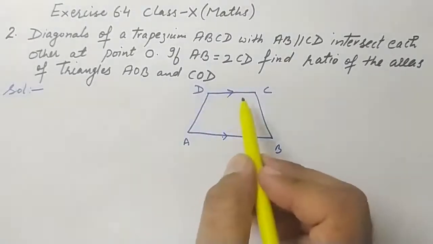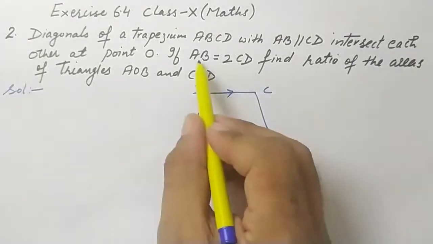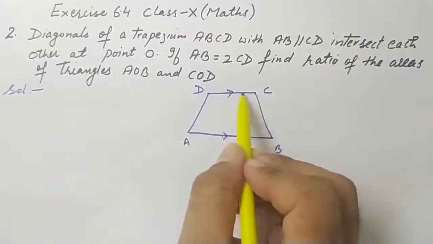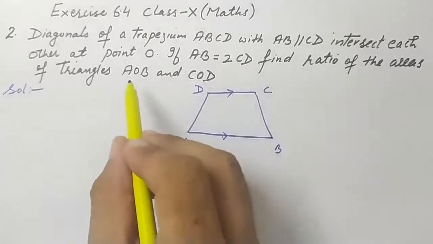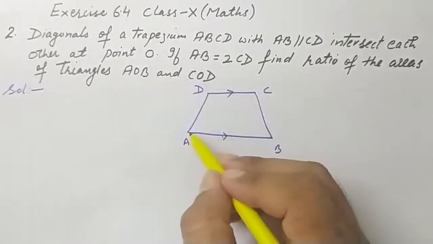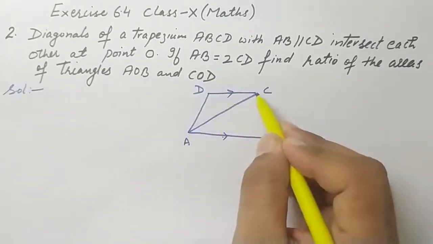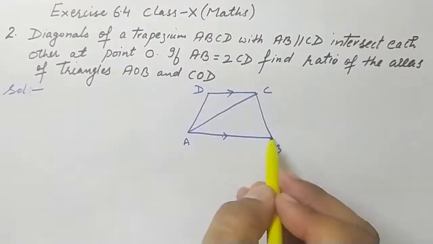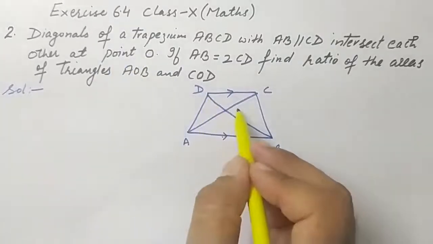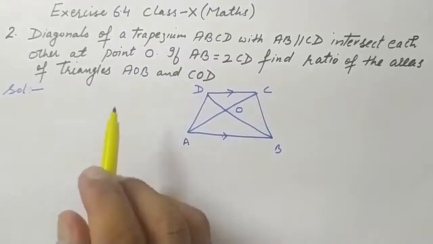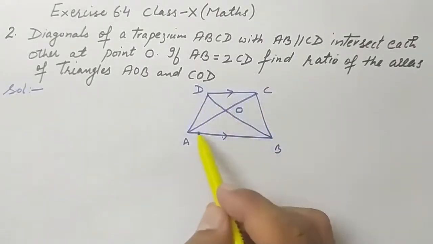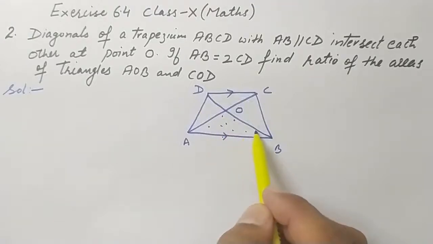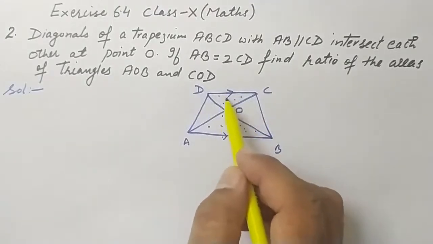So in this trapezium, AB is given as double of CD. We need to find out the ratio of the areas of AOB and COD. If we draw the diagonals, they intersect at point O, as it is said here. So this is point O. Now we need to find the ratio of the areas of triangle AOB, this triangle, over the area of this triangle.